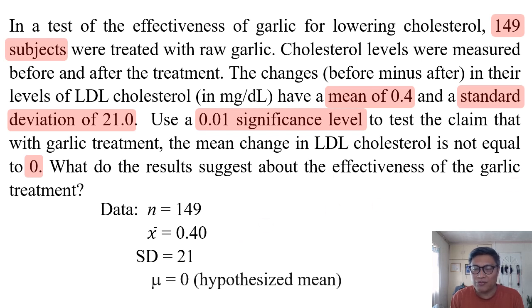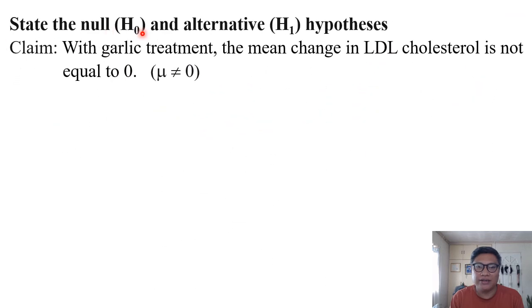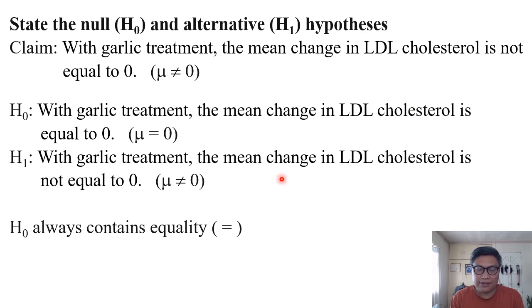So once we identify the given data, then we can now formally establish our null and alternative hypothesis. So going back to the claim, the mean change is not equal to 0. So there is now the not equals. This means that the claim is the alternative hypothesis. If you're going to rewrite the null and the alternative, the claim now becomes your alternative hypothesis.